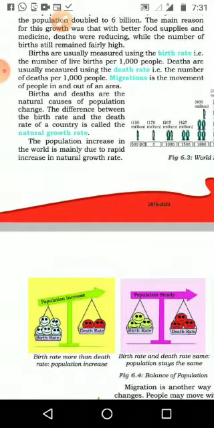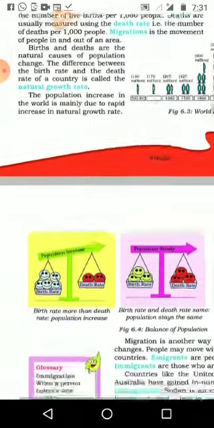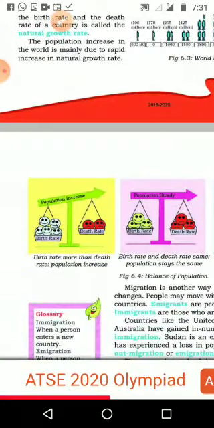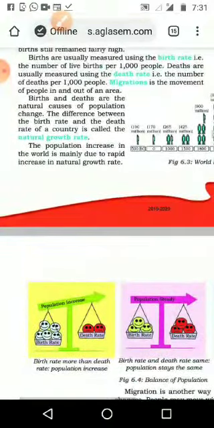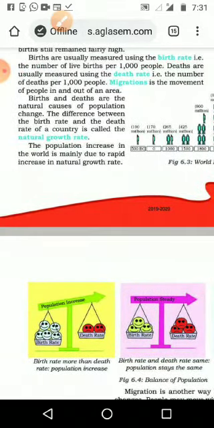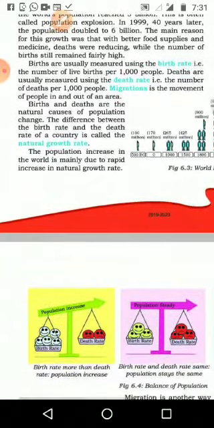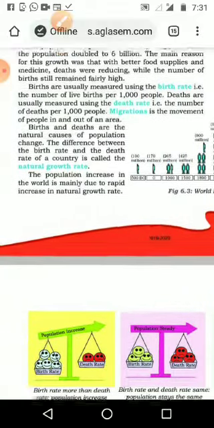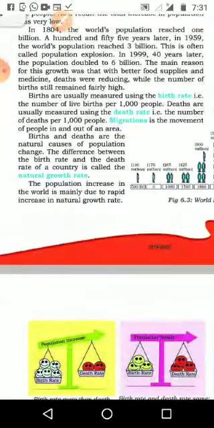The population increase in the world is mainly due to rapid increase in the natural growth rate. We have seen natural growth already, that is the difference between birth rate and death rate. So population is increasing mainly due to the increase of the natural growth rate, because the number of deaths is very less these days, and the number of births is also increasing. That is the main reason for the population explosion or population increase in the world.